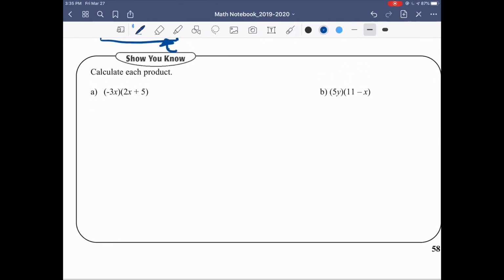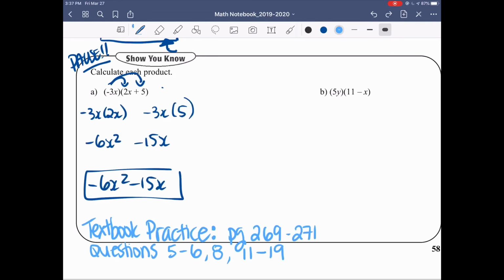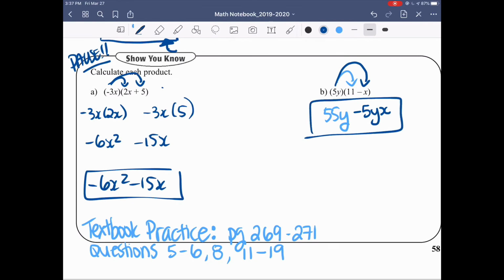Take a minute, pause the video, and try the show you know. See if you can do each of these two using the distributive property. For the first one, the answer was negative 6x squared minus 15x. For the second one, I'm just going to do it quickly. So 5y times 11 would be 55y. And then 5y times negative x would be negative 5yx. Okay, and that would be your final answer.